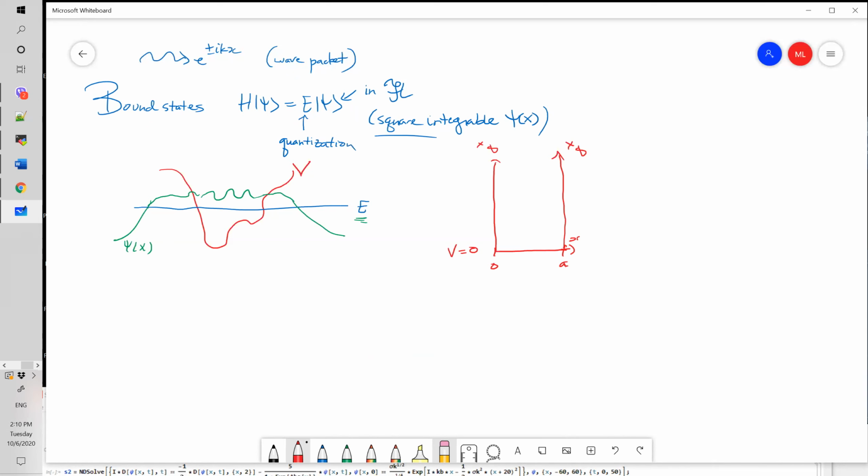If it shoots off to infinity, what does that mean? That means your exponential decay is infinitely fast in here for any energy. So you basically force the wave function to go to 0 right away at X equals 0 and A.